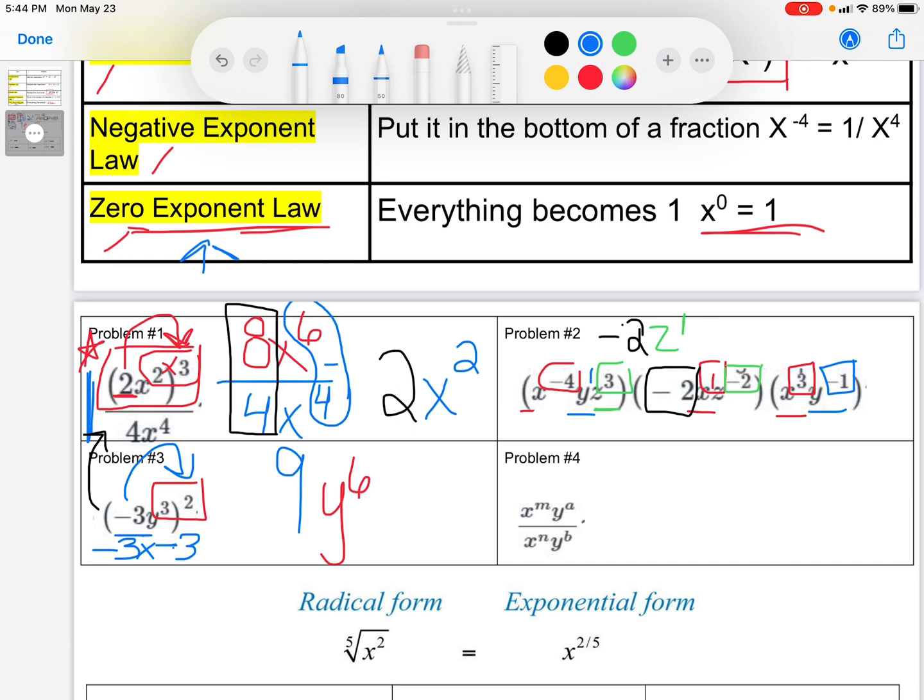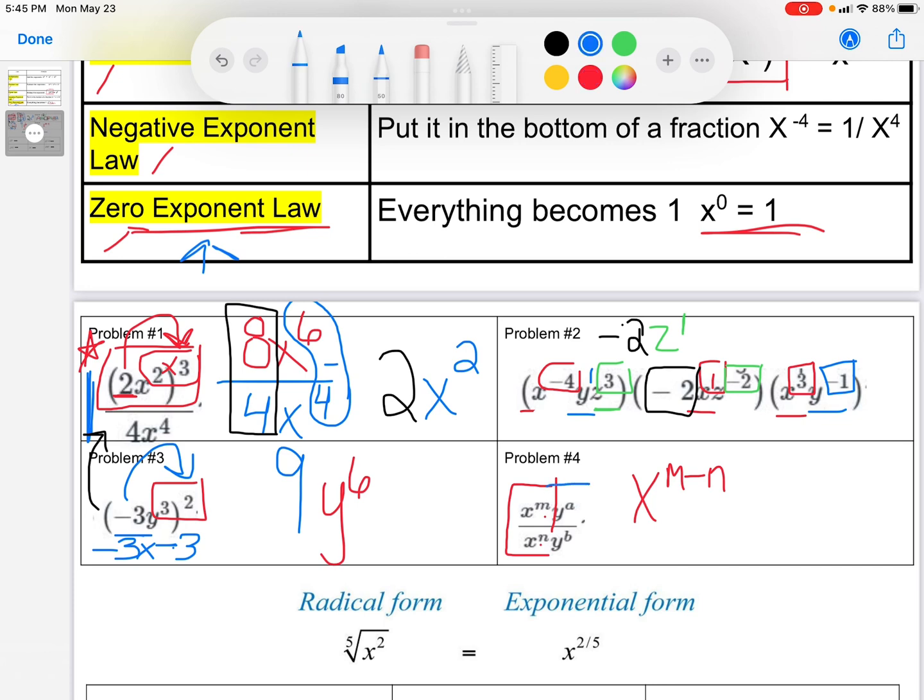All right, last but not least, problem 4. So this one throws students off a lot of times because if you can see here, it's all letters and no numbers. But this is the division law, and the division law says that we subtract our exponents. So we are just going to look at x to start, and I would subtract my exponents, I would do m minus n, top minus bottom.